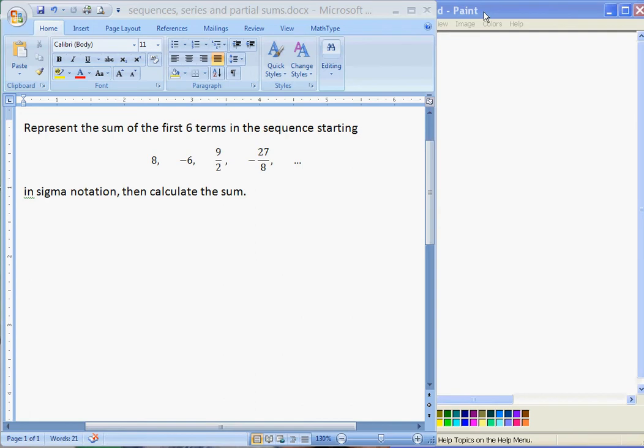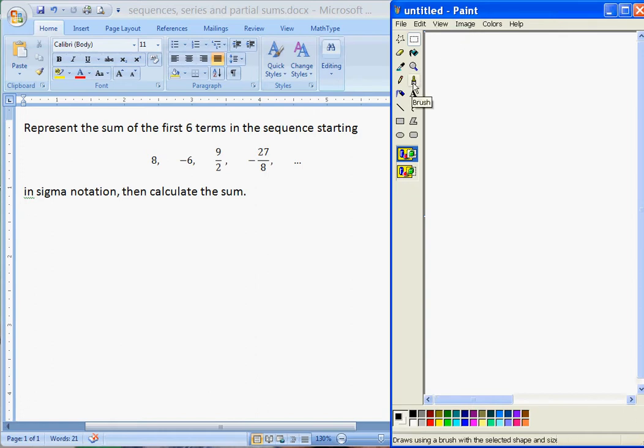What I'll also try to show you is how to use Microsoft Word's equation editor to express equations and also Paint to express online your calculations.